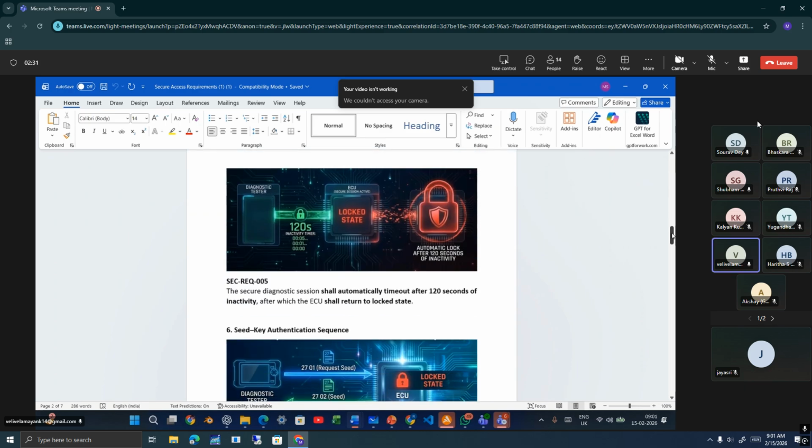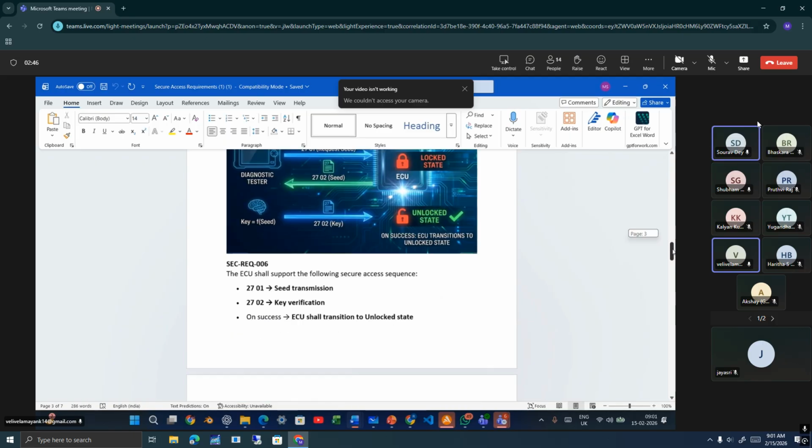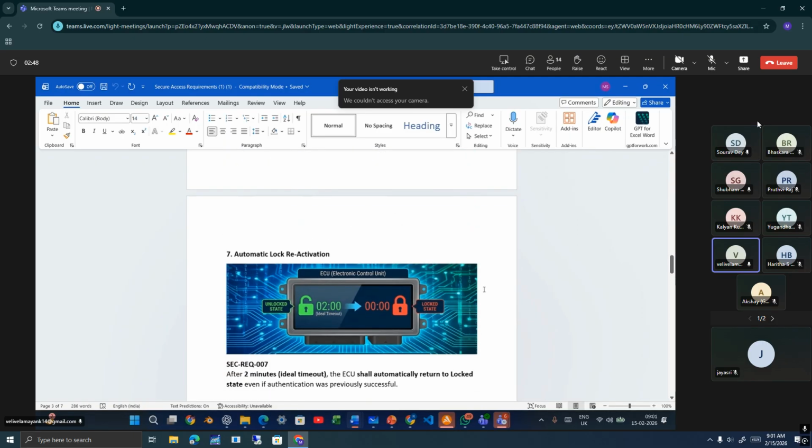Then the next one is the seed key authentication sequence. How many concepts did I teach? Legacy concept and advanced concept I taught, yes or no? Yes, that sequence. Automatic lock reactivation. In what scenarios will the automatic lock happen? Timeout is one.